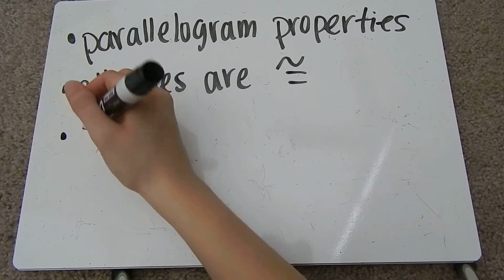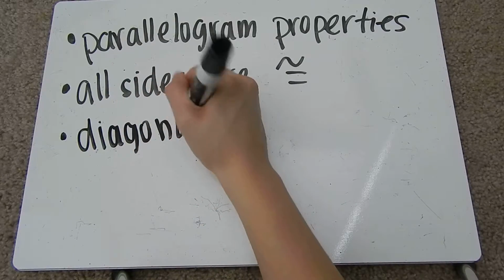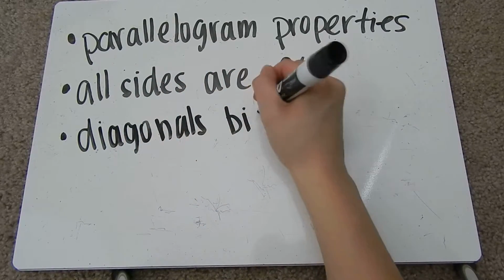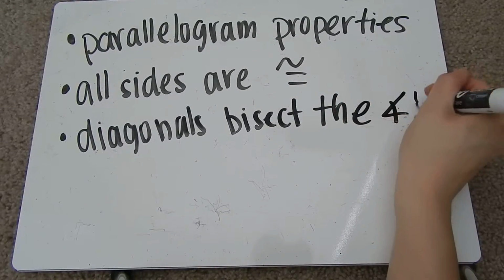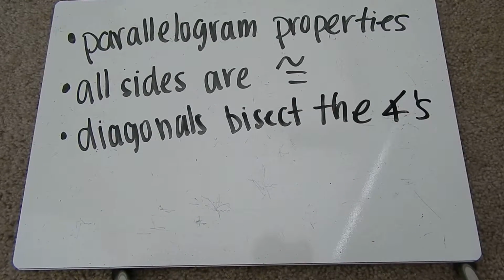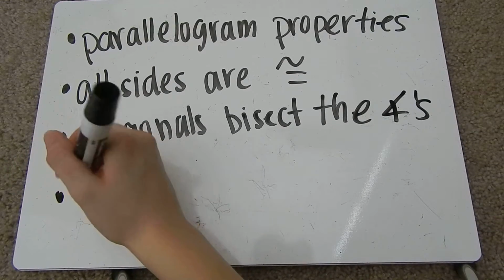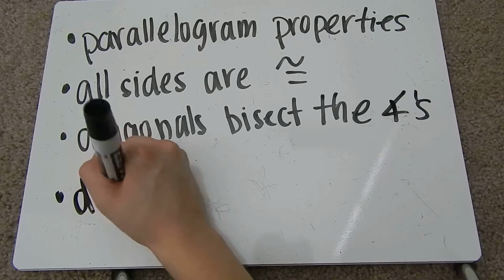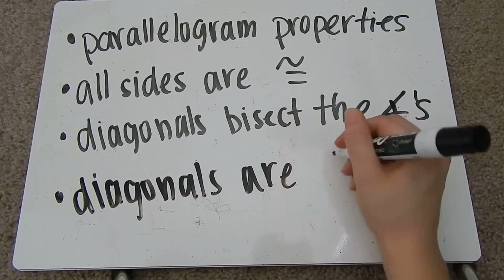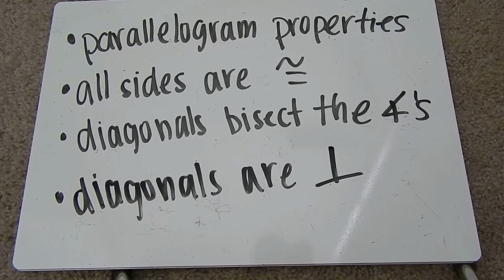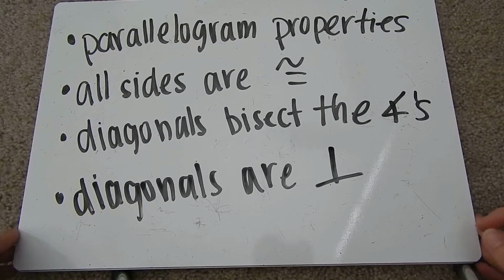Okay, then we have diagonals bisect the angles, which means when you draw your diagonal, it's going to cut that angle in half. And then our last thing, diagonals are perpendicular to each other. That's our symbol for perpendicular. So when your diagonals cross, they form right angles.